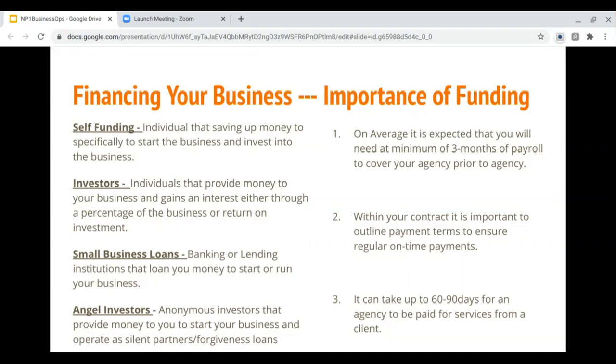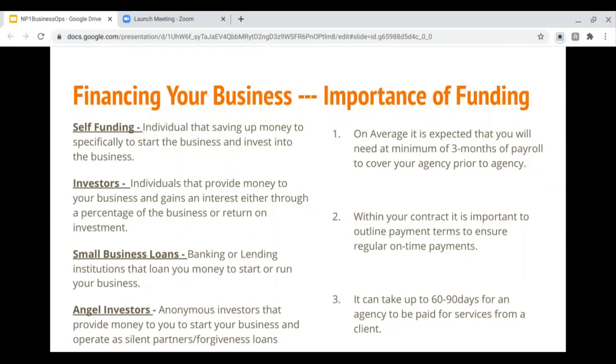I know in Delaware, they have an angel investor program, and you just have to go through the application process. If you're approved, that person will operate as a silent partner, and over a certain period of time, those monies are typically forgiven as a forgivable loan.